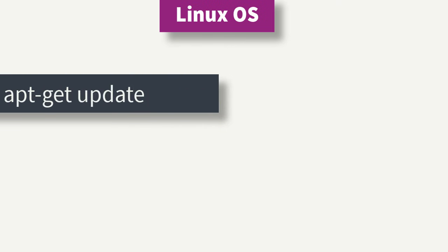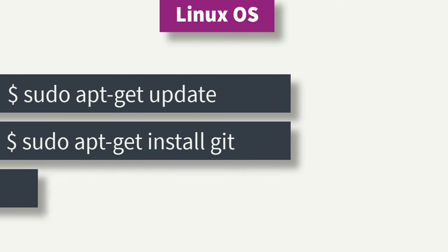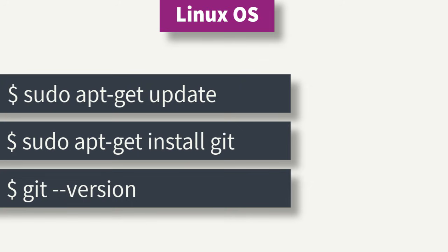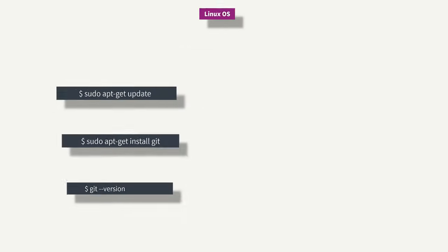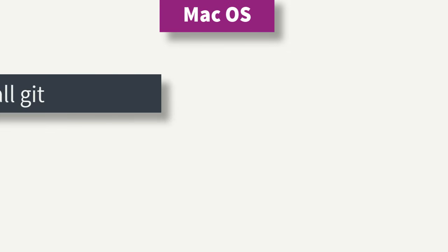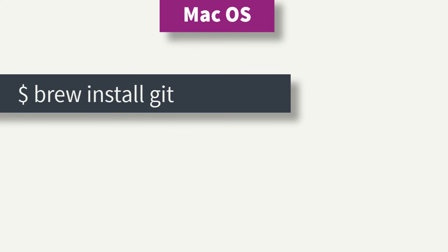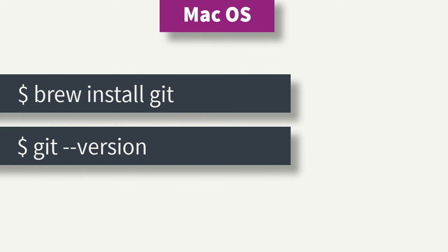For Linux operating system, you can install the Git by running these three commands: update the package, install the Git, and verify the Git version. If Git version comes up, then Git is installed. For Mac operating system, you can install brew first. If it is not already installed, then install Git with brew and verify the Git version.